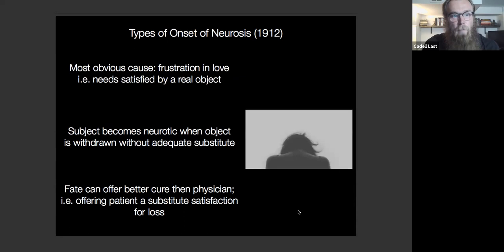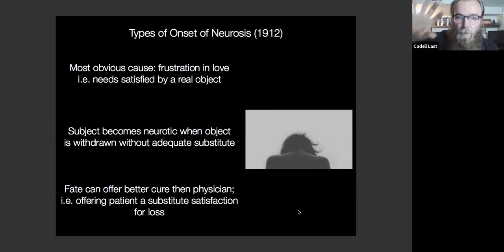So again, the most obvious cause, frustration in love, this is the libidinal vicissitudes. The subject becomes neurotic when the object is withdrawn without an adequate substitute. So for example, those who have mother and father issues, you might feel as though the mother is lacking or the father is lacking or lost or not giving you enough attention. That withdrawn object becomes the source of neurosis, which potentially gets an outlet in intimate connection later in life, where you'll then play out and dramatize this neurosis with a love partner.